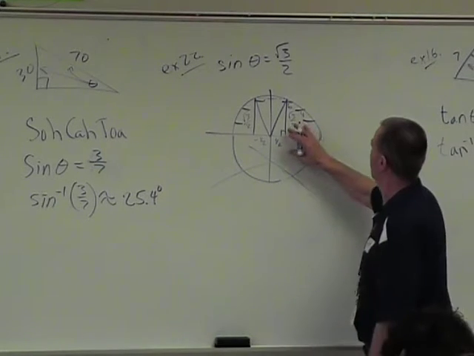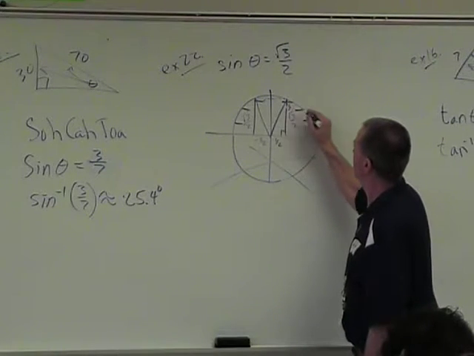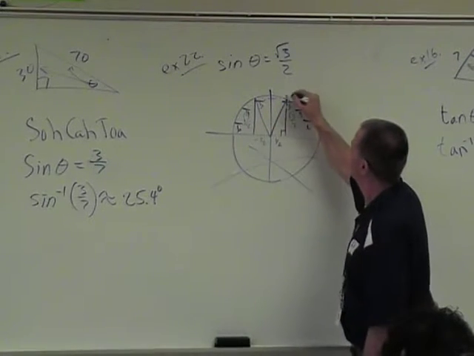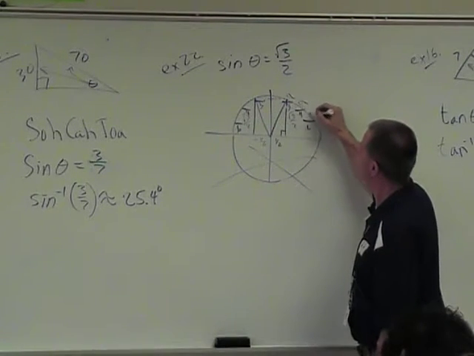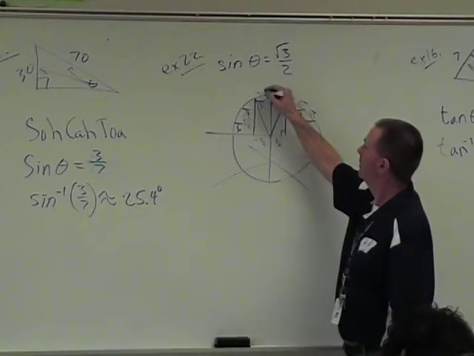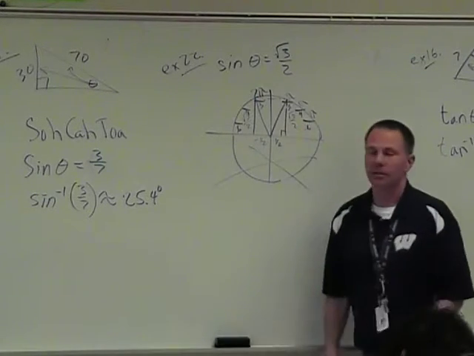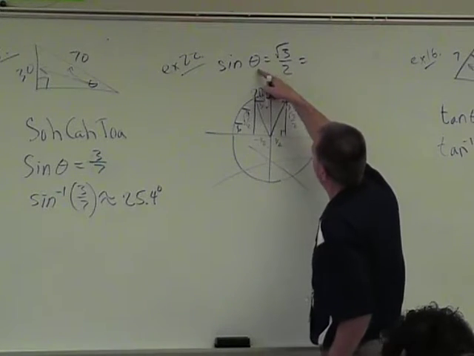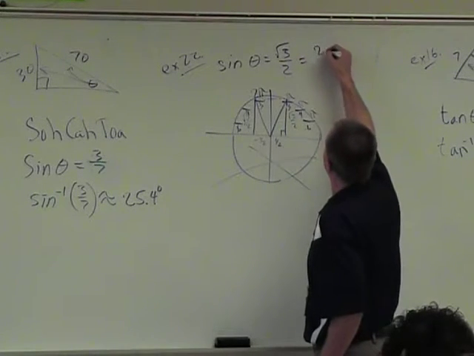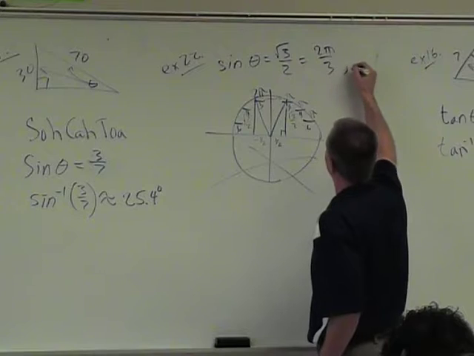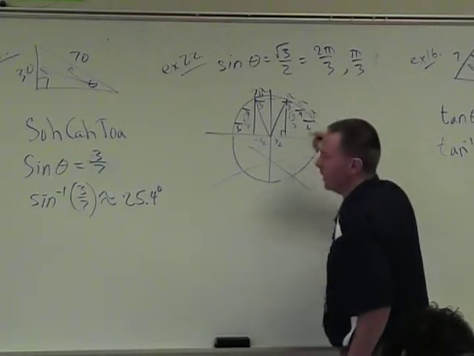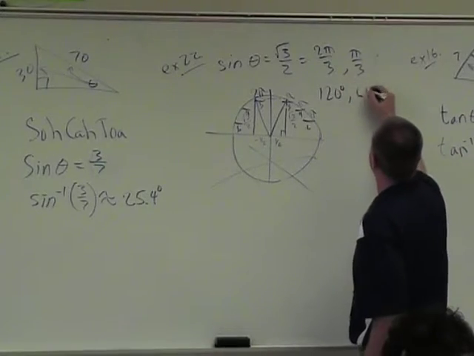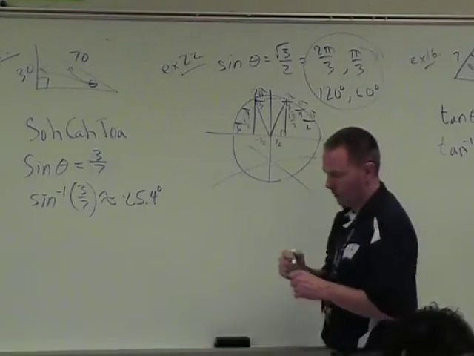Oh, I'm sorry. I went backwards. Same thing here. Pi over 3, pi over 4, pi over 6. What's this one? 2 pi over 3. Okay, good. 2 pi over 3 and pi over 3. So what is 2 pi over 3 in degrees and pi over 3? Good. 120 and 60. So that's what I want.